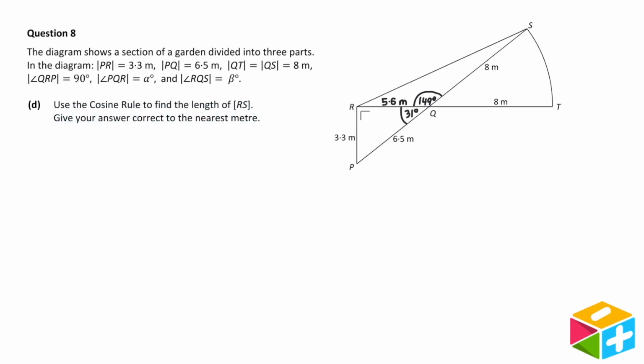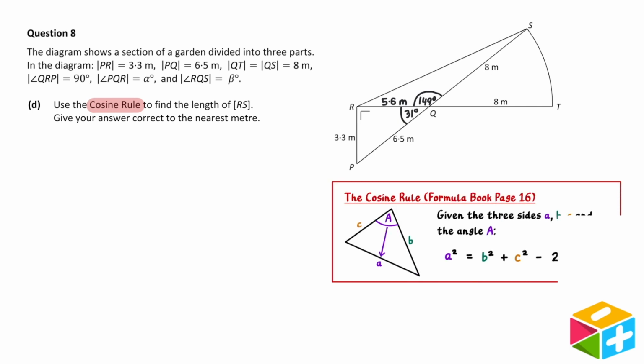In this question, we are prompted to use the cosine rule. This can be found on page 16 of the formula book, and it states the following. Given the three sides a, b, c, and the angle A, a squared is equal to b squared plus c squared minus 2bc times the cosine of A.